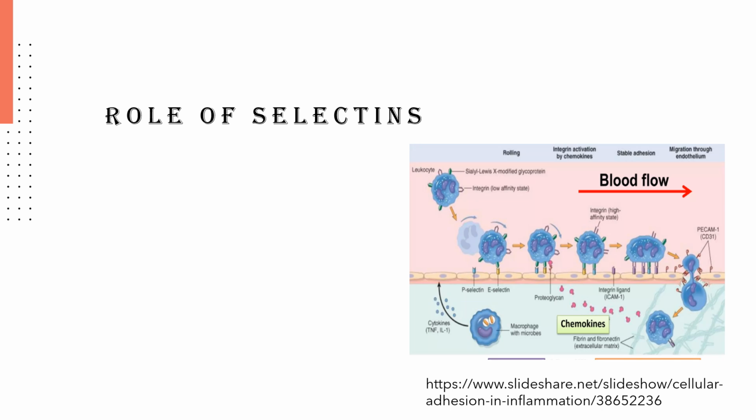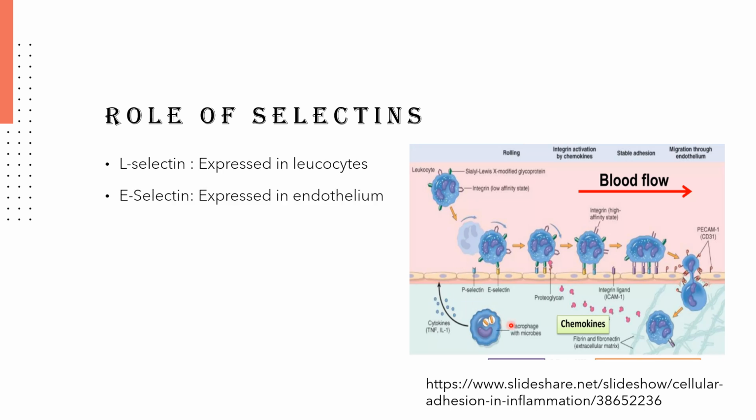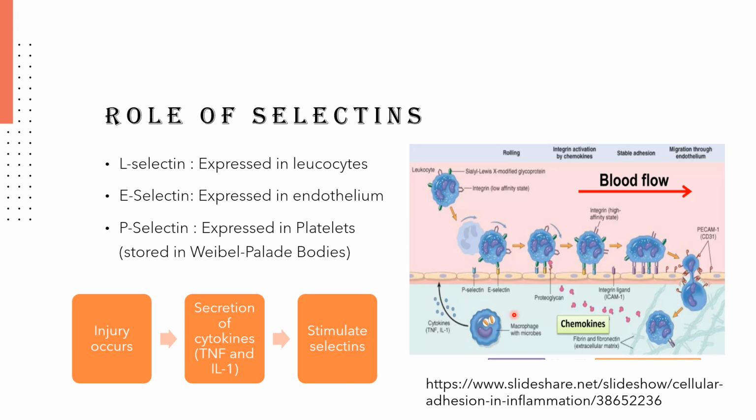To further elaborate on the cellular events of inflammation, let us start by understanding the role of selectins. Selectins usually aid in the rolling of cells. There are three types of selectins: L-selectin, that is usually expressed in the leukocytes, E-selectin, which is expressed in the endothelium, and P-selectin, which is expressed in the platelets. This P-selectin is stored in the Weibel-Palade bodies. Now what happens is, whenever an injury occurs, there is secretion of cytokines like TNF and IL-1, which will stimulate the selectins and that will aid in the rolling of the cell.